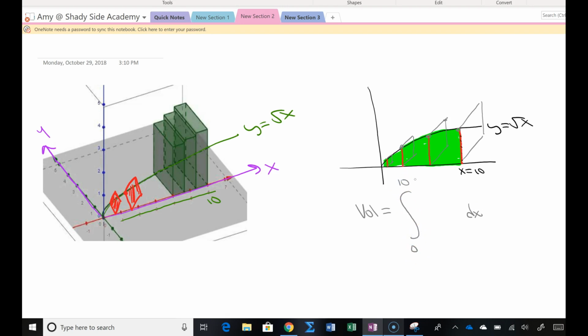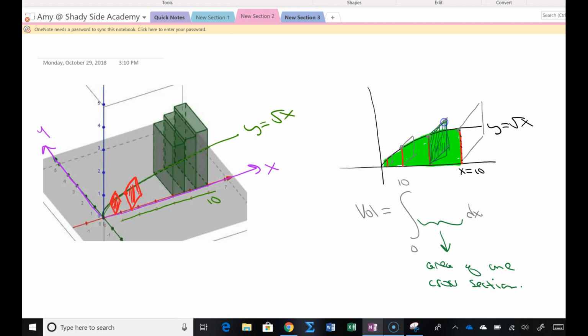Now, you know what the integrand is. The integrand for all of these questions describes the area of one of those cross sections. In this case, the cross section is a square. Well, let's take a look. If we look at the area of one of these cross sections, the area in general of a square is side squared. It is side squared.